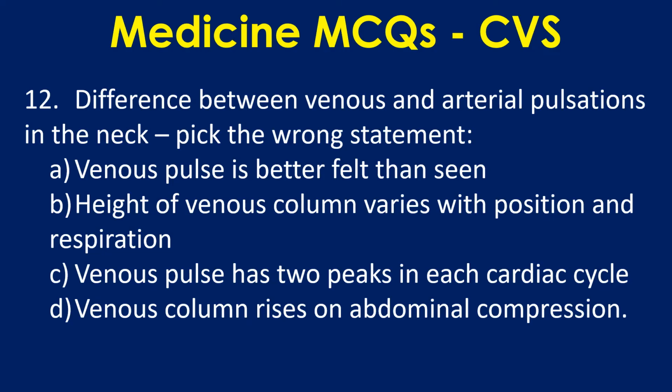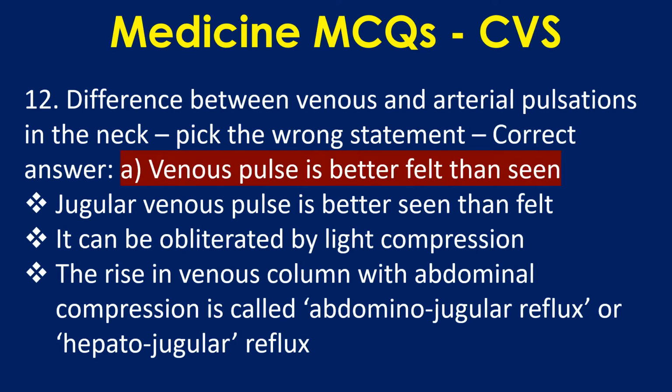Difference between venous and arterial pulsations in the neck. Pick up the wrong statement. A. Venous pulse is better felt than seen. B. Height of venous column varies with position and respiration. C. Venous pulse has two peaks in each cardiac cycle. D. Venous column rises on abdominal compression. Correct answer A. Venous pulse is better felt than seen.